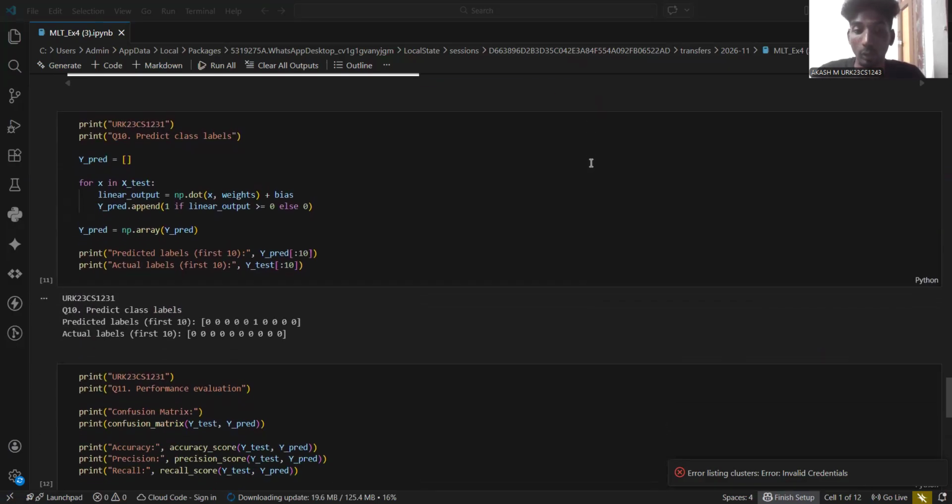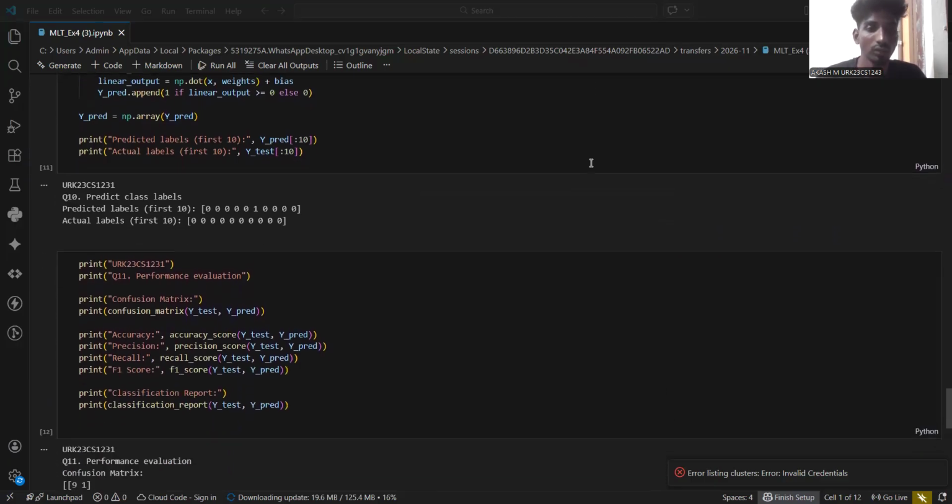And the 10th question, predict class labels. The model uses its final weights and bias to classify the 10 samples in the test data. The predictions are compared against the actual labels to see if the model is accurate on data it has not seen before.